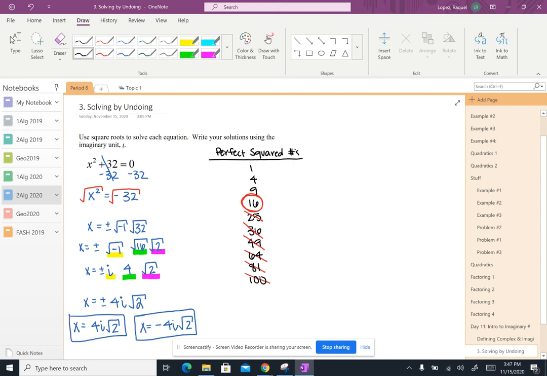I want you guys to try one. So here's example number 2. Use square roots to solve each equation, and we want to write our solutions using imaginary numbers as well. So we've got x squared plus 72 equals 0. Try this on your own, and when you come back to class, we're going to discuss the answer.